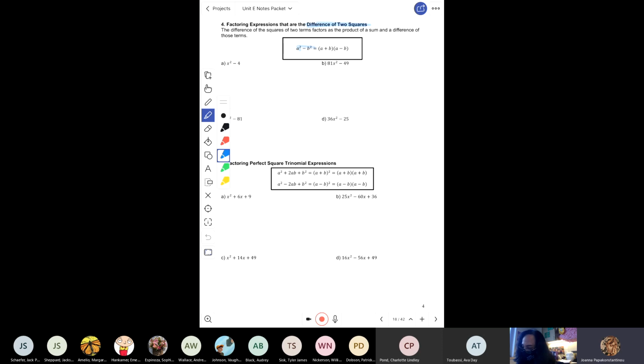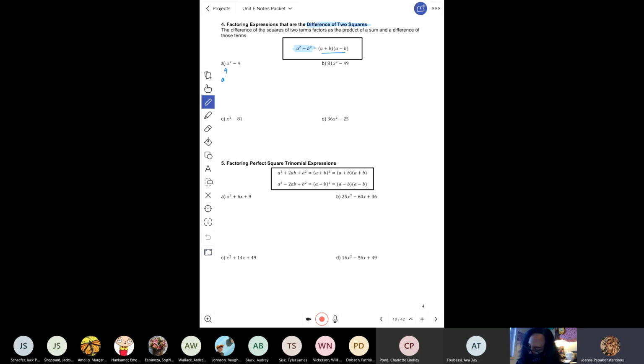You should be able to recognize the difference of two squares. A squared minus B squared. Difference, subtraction, two squared terms. The difference of two squares is the product of the conjugates. Okay, so A plus B times A minus B is going to give you A squared minus B squared.